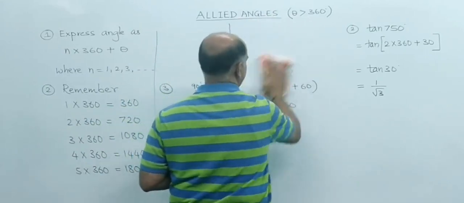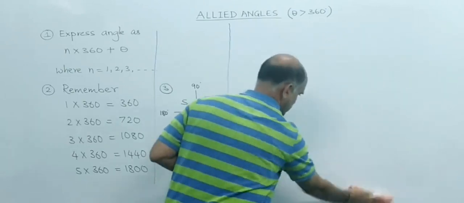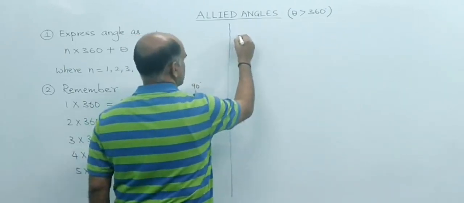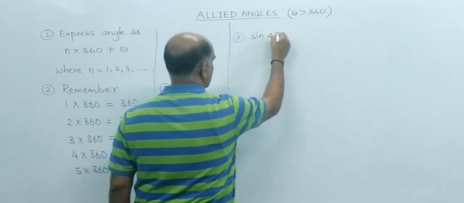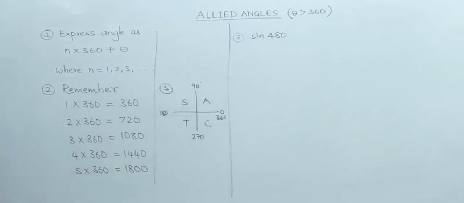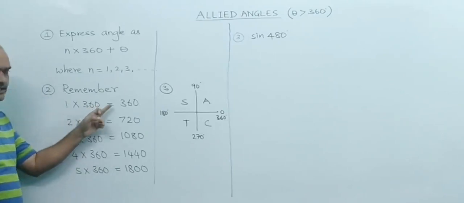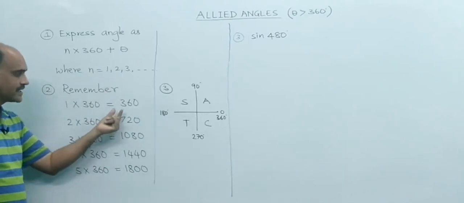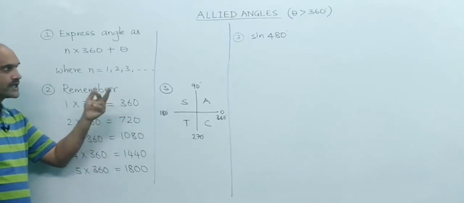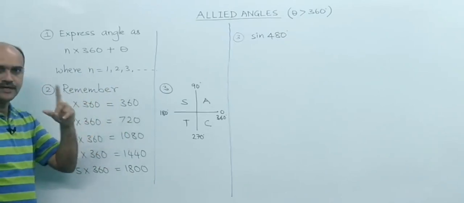Next, third. If I take the third one, I will take sine 480. Now again you observe the angle. 480 is greater than, very good, 360. How much greater is it than 360? 480 minus 360 will get 120. So it is greater by 120.